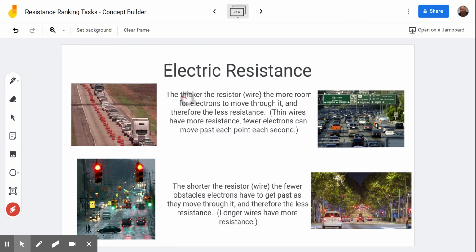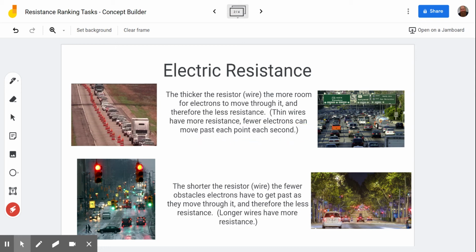So the first one is the thicker the wire, the thicker the resistor or wire in this case, the more room for electrons to move through it. Therefore there's less resistance, which means that you could have a bigger current. In other words, you could have more electrons moving through it each second. A thinner wire is the opposite: more resistance and fewer electrons can move past each point each second.